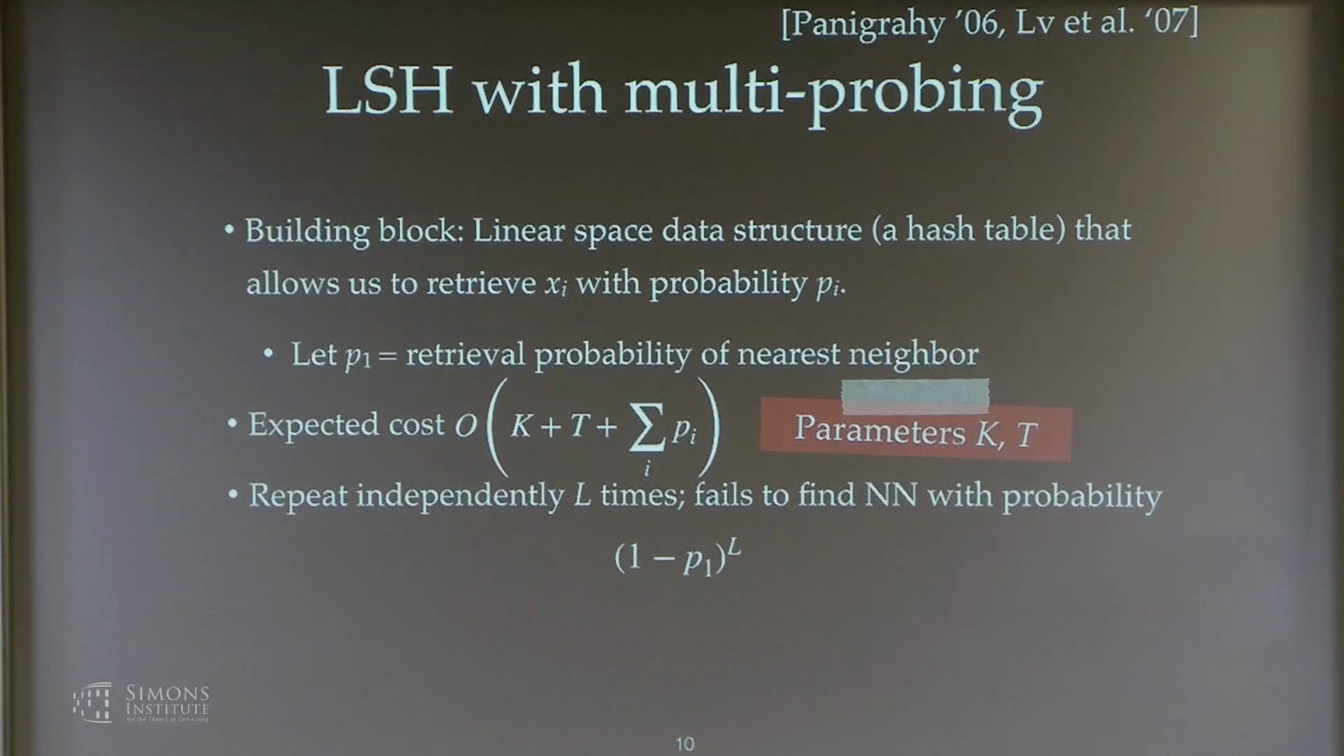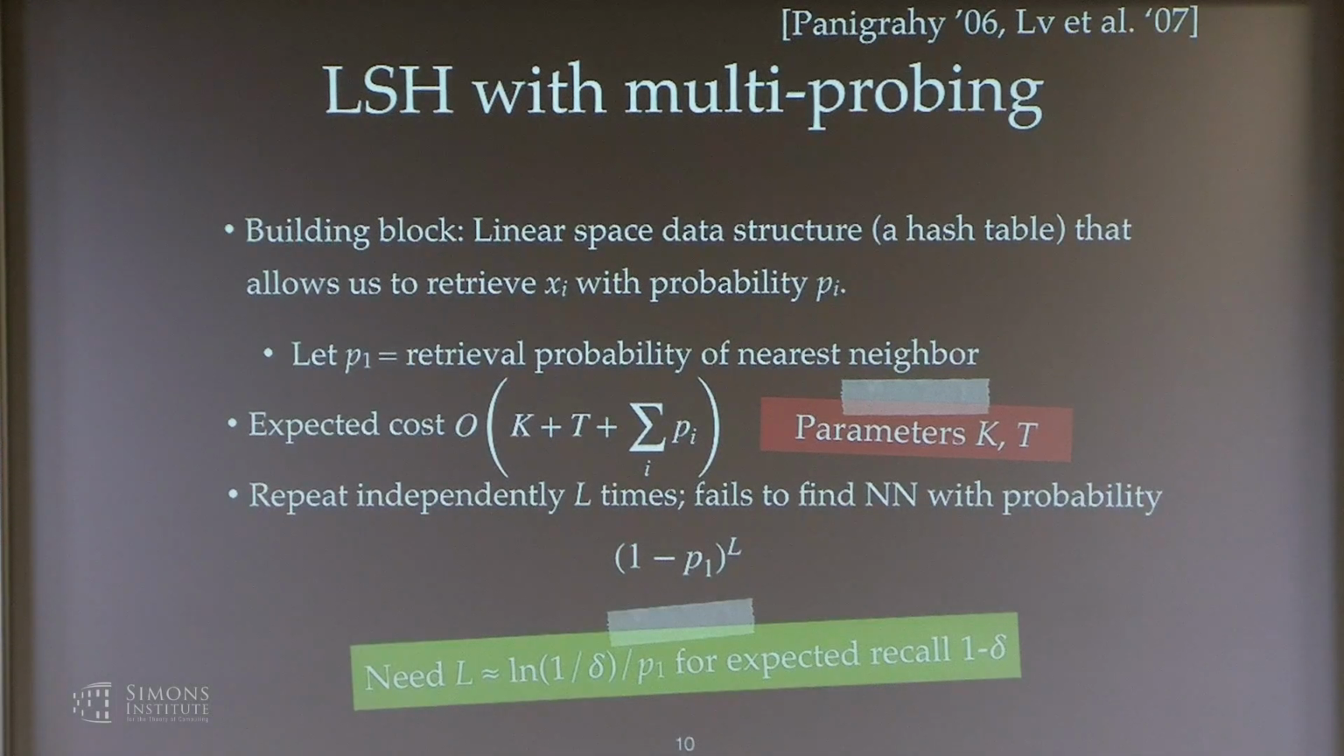And so if L is large enough, so it needs to be something like log 1 over delta over p1, then we have probability 1 minus delta of succeeding, actually finding the nearest neighbor. Okay, so in other words, with this number of repetitions, we get expected recall 1 minus delta. Of course, we don't really know in advance what p1 is, so I'm going to come back to that.